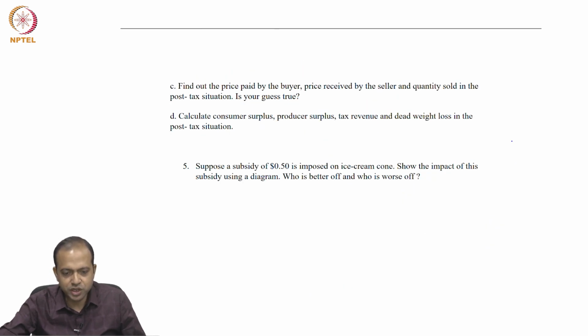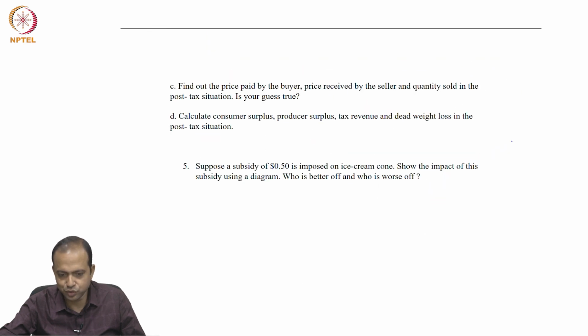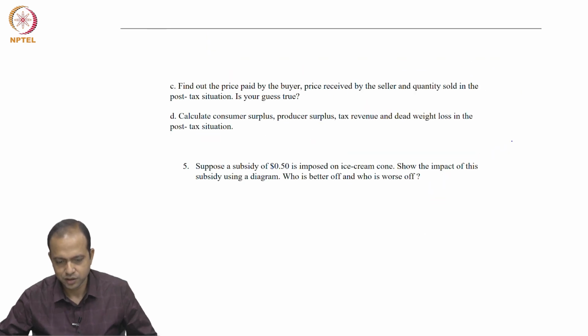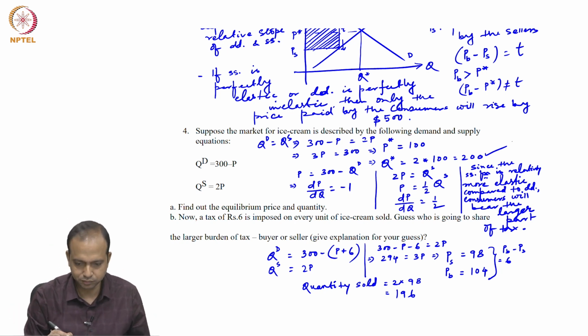Calculate the consumer surplus, producer surplus and tax revenue. Now, to calculate consumer surplus, producer surplus and tax revenue, we need to draw the diagram again. So, here let us draw the diagram.